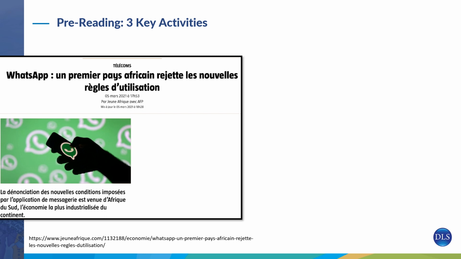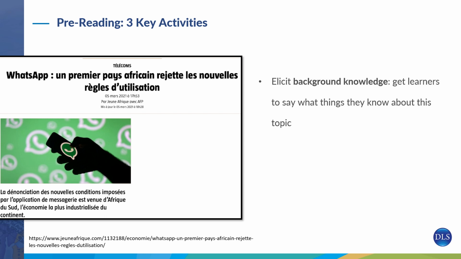So let's look at examples of 3 pre-reading activities that you can do with your students. One great activity to do with students is to elicit background knowledge. And that just means getting students to say what they already know about the topic. So here you could have students read the title and just tell you what they know about this topic.